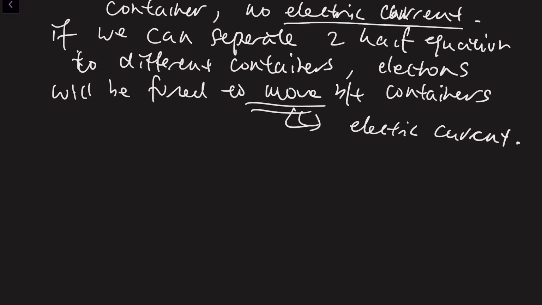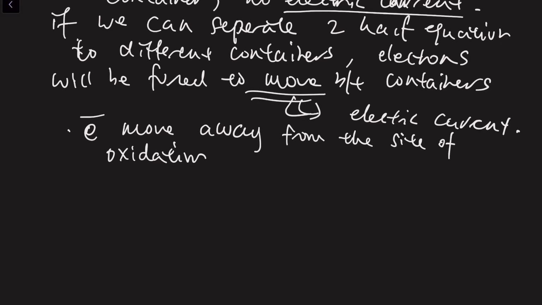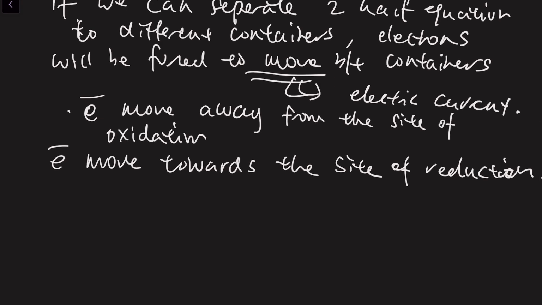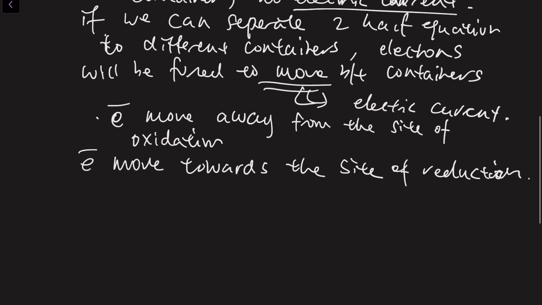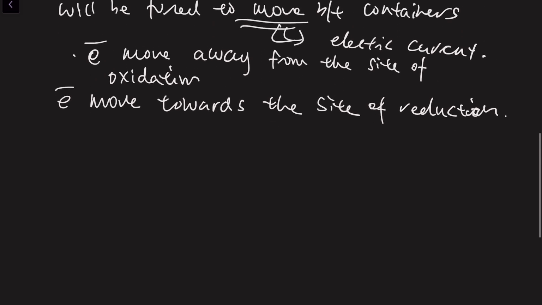Specifically, electrons would move away from the site of oxidation. Remember, oxidation is losing electrons, and they move towards the site of reduction, which is the gaining of electrons. So we can exploit this characteristic of redox reaction by using something called a galvanic cell.